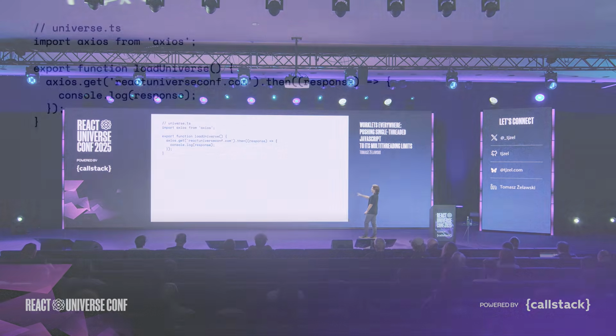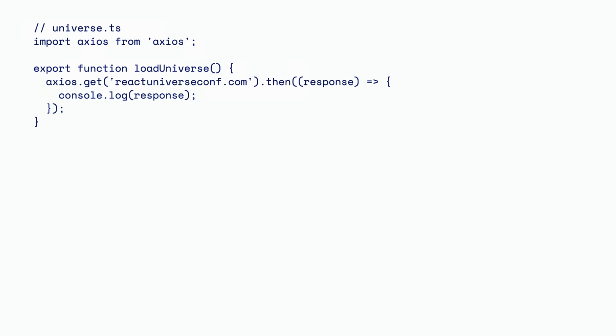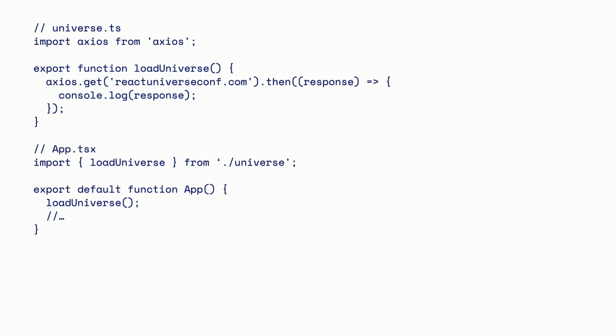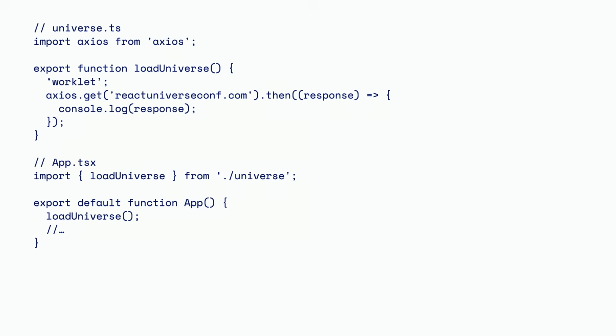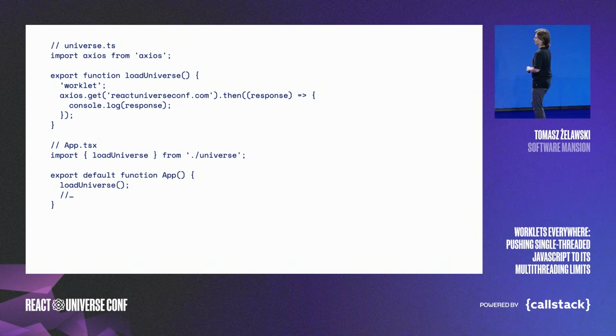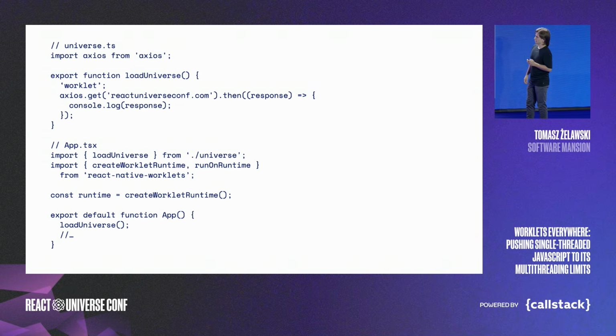Let's say we have a simple universe.ts file that exports a function loadUniverse that does an HTTP request with Axios. And then we have our App.tsx file, which exports a component which uses this function loadUniverse. And we want to offload this request to another thread. So we add a worklet directive to our loadUniverse function. We create a new runtime with createWorkletRuntime from React Native Worklets. And finally, we offload it to the new runtime with the runOnRuntime function.